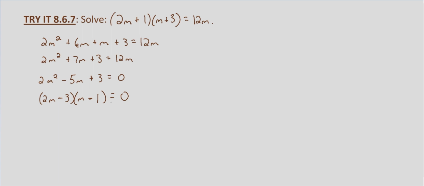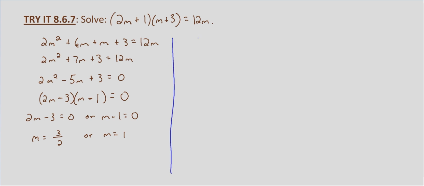So now we've got the factored form of the entire quadratic, and we can use the zero product property. We know one or the other of these binomials equals 0 because that's the only way the product will equal 0. So 2m minus 3 equals 0, or m minus 1 equals 0. Add 3 to both sides and divide by 2. We get m equals 3 halves, or m equals 1. And now we will check our solutions by plugging back into the original equation.